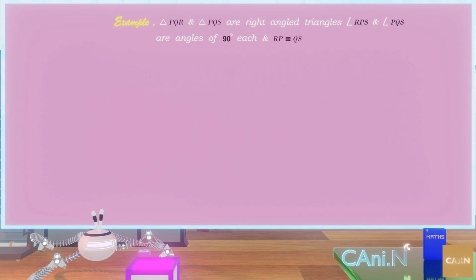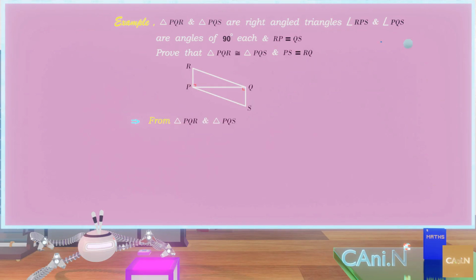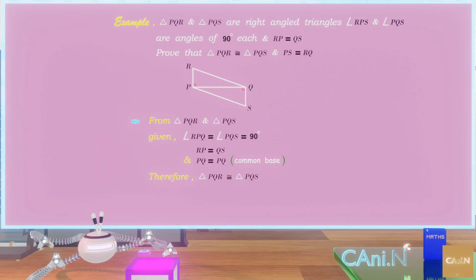Example: triangle PQR and triangle PQS are right-angled triangles. Angle RPQ and angle PQS are angles of 90 degrees each, and RP equals QS. Prove that triangle PQR is congruent to triangle PQS and PS equals RQ. From triangle PQR and triangle PQS, given, angle RPQ equals angle PQS equals 90 degrees, RP equals QS, and PQ equals PQ, common base. Therefore, triangle PQR is congruent to triangle PQS. Reason: side-angle-side congruency.